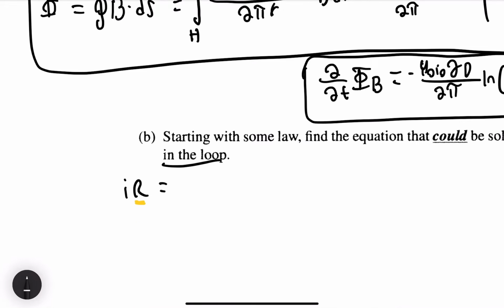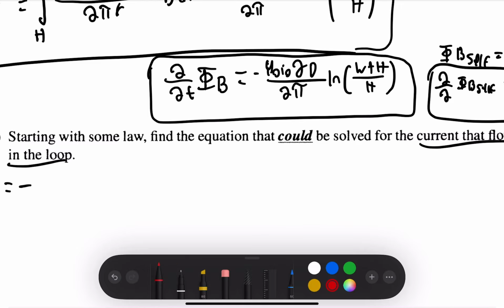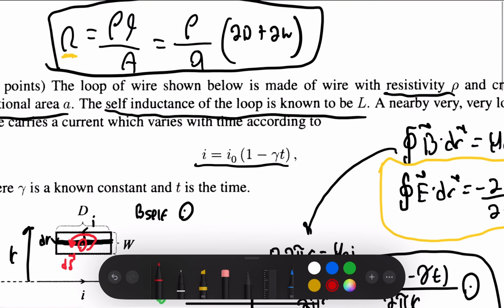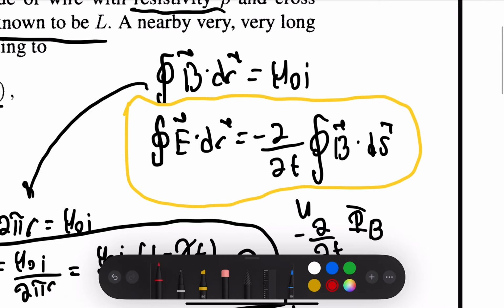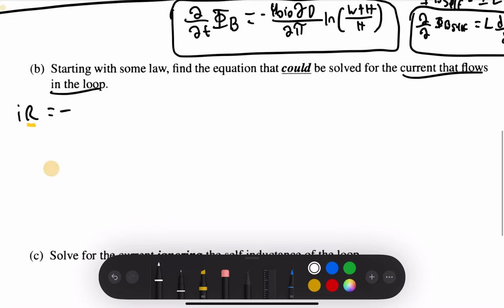I'm saying this is equal to negative, by the law, because I took the partial. I only took the partial. I didn't take the negative partial. This negative. So it'd be negative.